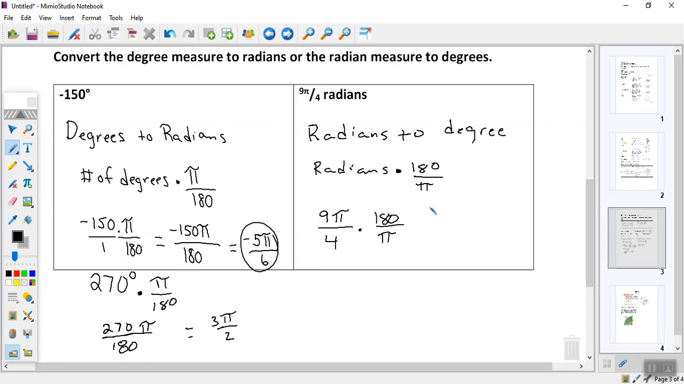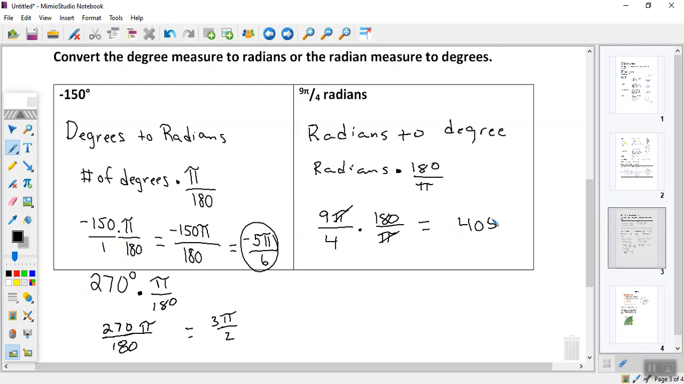Well, you guys, we just got done working a lot of rational functions and rational function operations. What are the pi values going to do to each other under multiplication there? Yeah, one up top, one on bottom, they're going to do what to each other? So you guys agree your answer is just going to be 9 times 180 divided by 4. A little bit of luck, I think that's 405. Yeah. Sound right to you guys? Mm-hmm. So how many degrees is 9 pi over 4 radians?